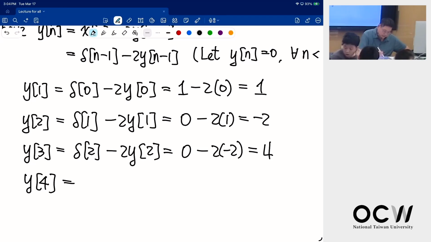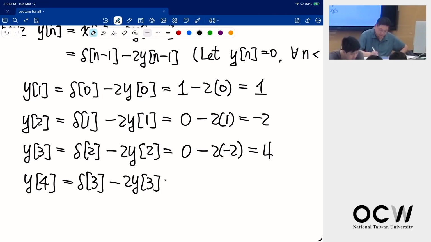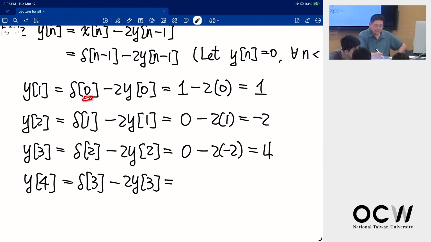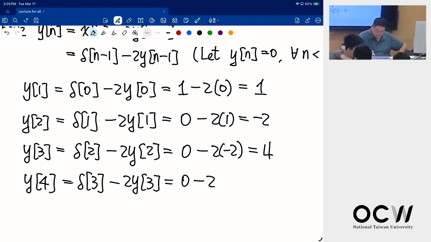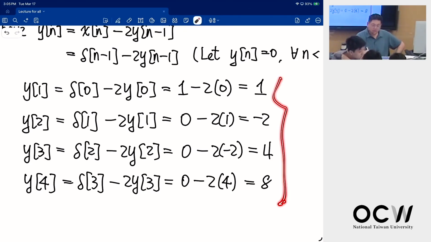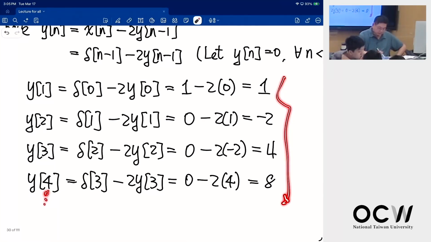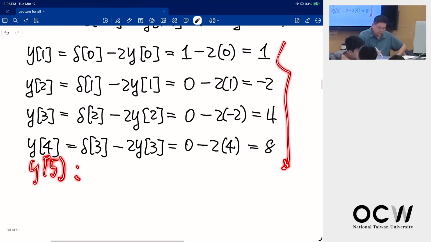Let's just observe one more. y[4] is delta at 3 minus 2 times y[3]. The delta function is 1 when the index is 0, otherwise they are all 0. So here, 0 minus 2 times y[3], so you get minus 8. According to this observation, we can write it down, because you can have y[5] and so on. Then you should get y[n].